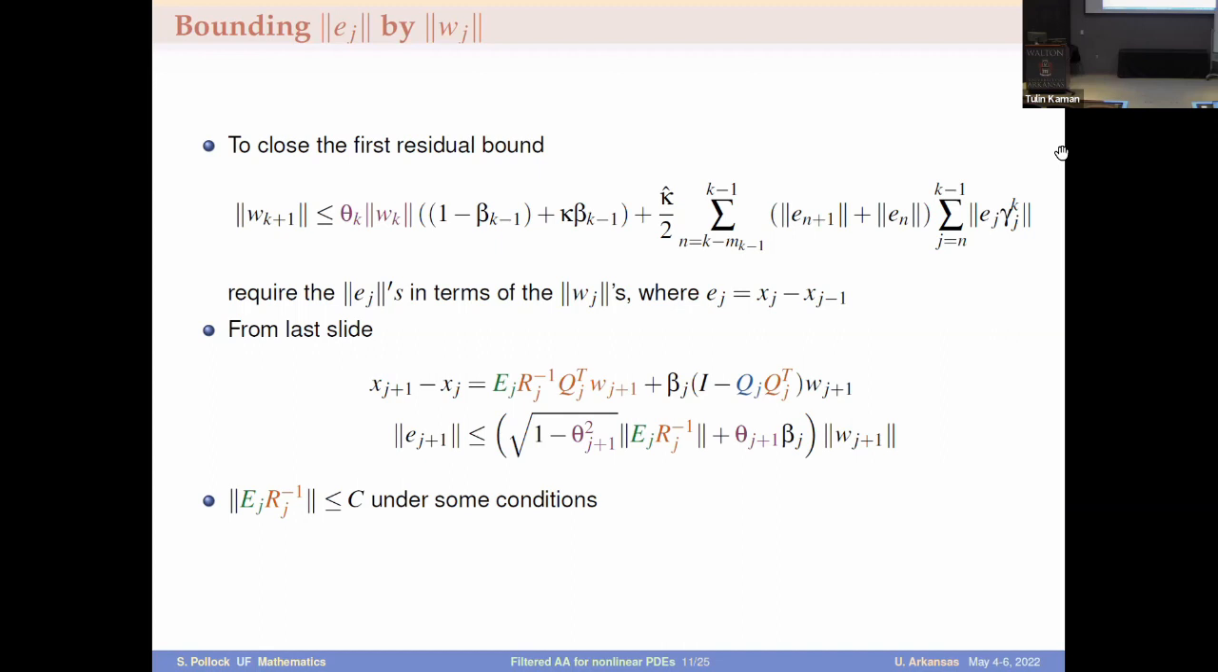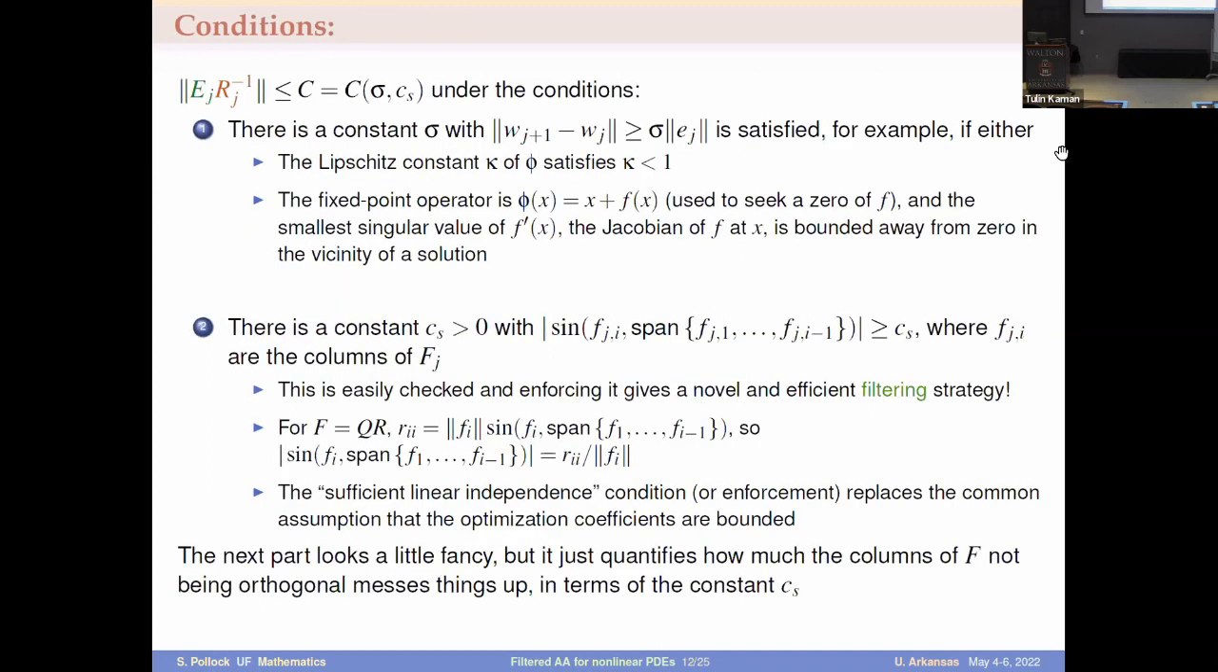So from what we had on the last slide, which is here, we just take norms, which gets us here. So we've got almost everything except we have this norm of E_j R_j inverse, where E is the matrix where each column is a difference between consecutive iterates, and R inverse, this is R of the QR decomposition of F, which has the difference between each column is the difference between consecutive residuals. So the interesting thing is that we can see this is bounded by a constant under a couple of conditions.